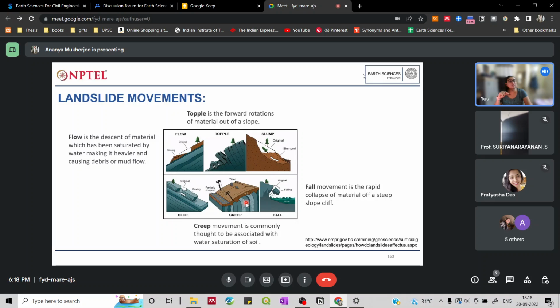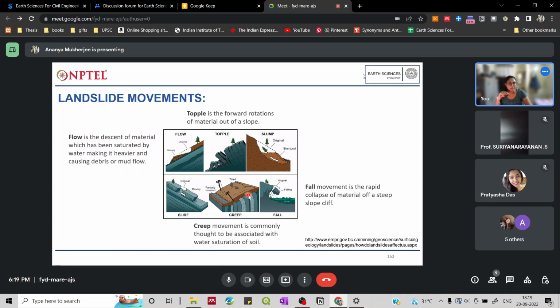Creep is a very slow movement. Okay, it happens over a long period of time, but this is again associated with water saturation of soil. And as you can see, it keeps happening for a longer period of time. You can see it in the tilt of the poles or tilt of the trees. Okay, so this can happen.